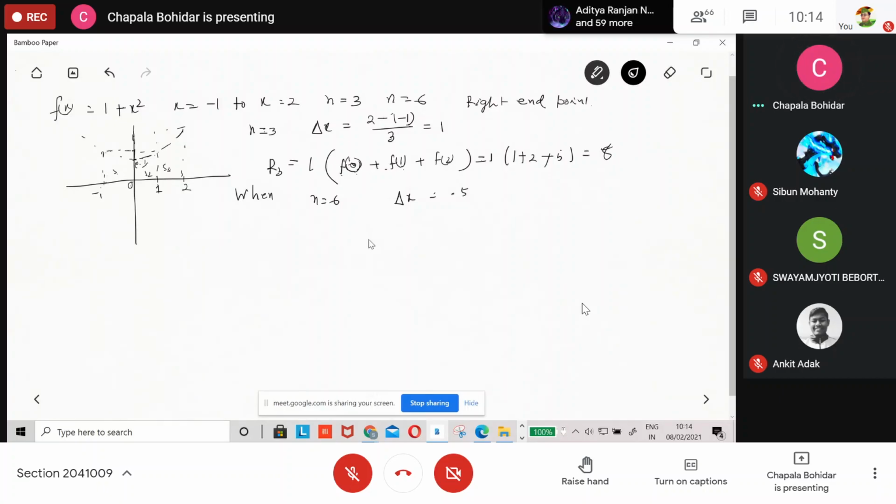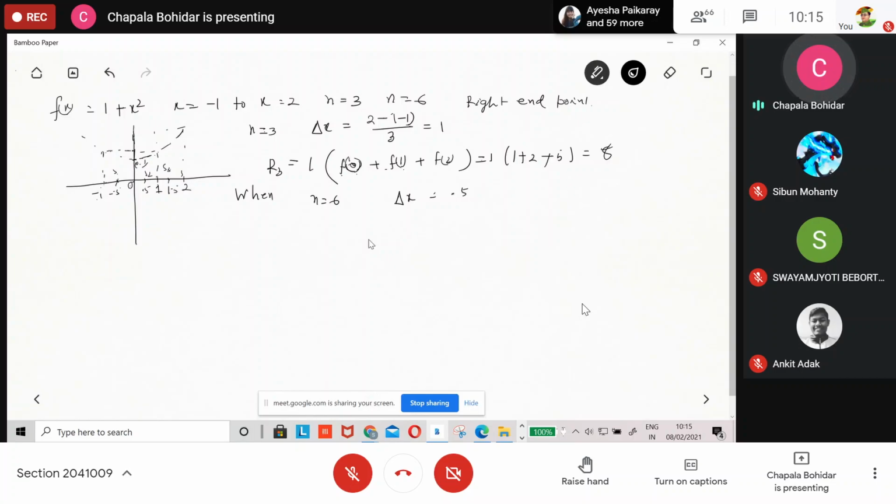Now, what you write down here is minus 0.5, minus 1 plus 0.5. What you get? Minus 0.5. Then minus 0.5 plus 0.5 is 0. Then 0 plus 0.5 is 0.5. Then 0.5 plus 0.5 is 1. 1 plus 0.5 is 1.5. All of you clear here?